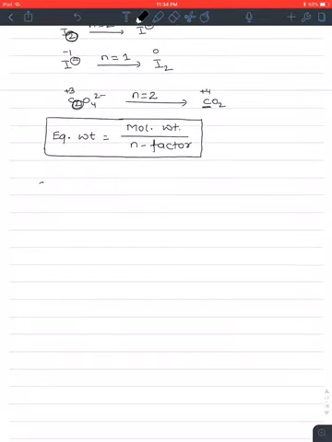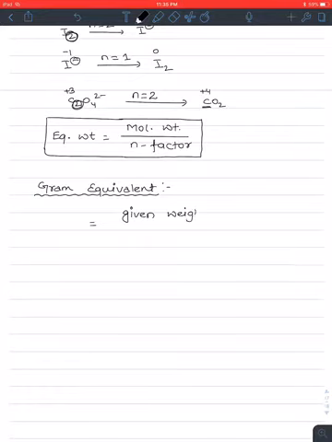Now let's come to the concept of gram equivalent. I hope you have studied about moles, right? So gram equivalent is again a similar term as that of mole. Numerically, gram equivalent is equal to given weight in grams divided by equivalent weight. Gram equivalent is given weight upon equivalent weight.